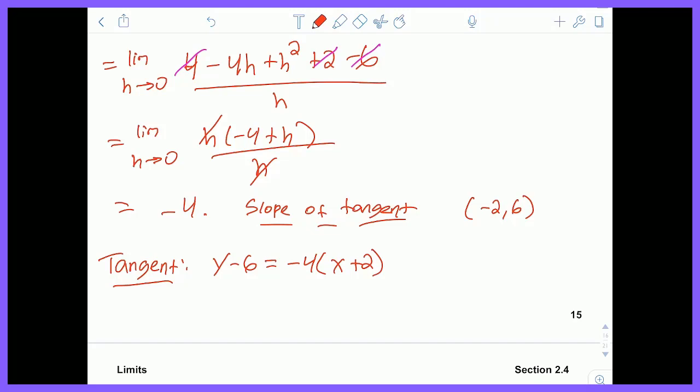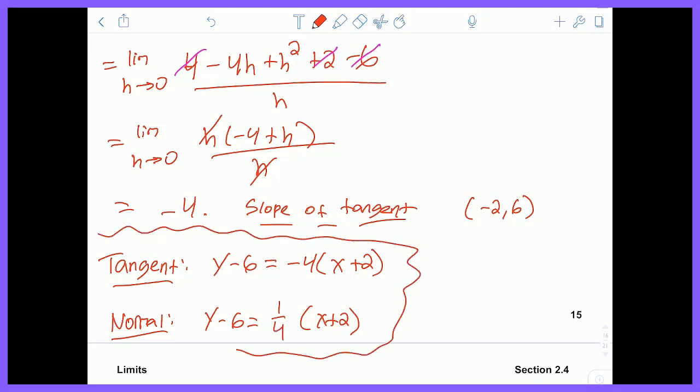Not necessary. And the normal is basically the exact same thing. Y minus 6 equals m times x plus 2 in parentheses, but you need to use the perpendicular slope. The perpendicular slope is the opposite reciprocal of negative 4, which is positive 1/4. So here are your tangent and your normal.